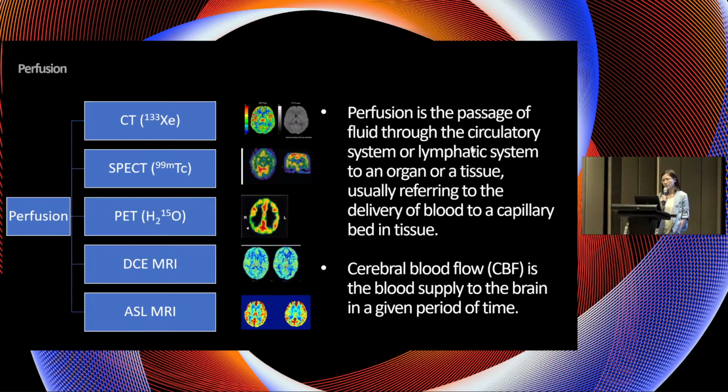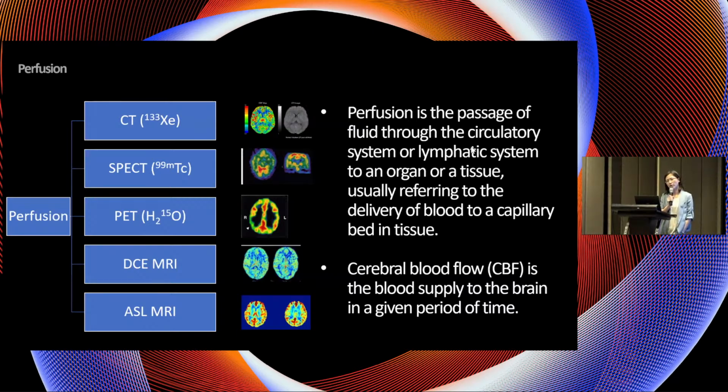Perfusion is the passage of fluid through the circulatory system or lymphatic system to an organ or tissue, usually referring to the delivery of blood to a capillary bed in tissue. And CBF, the abbreviation of cerebral blood flow, is the blood supply to the brain in a given period of time. There are many methods to obtain the perfusion pattern.